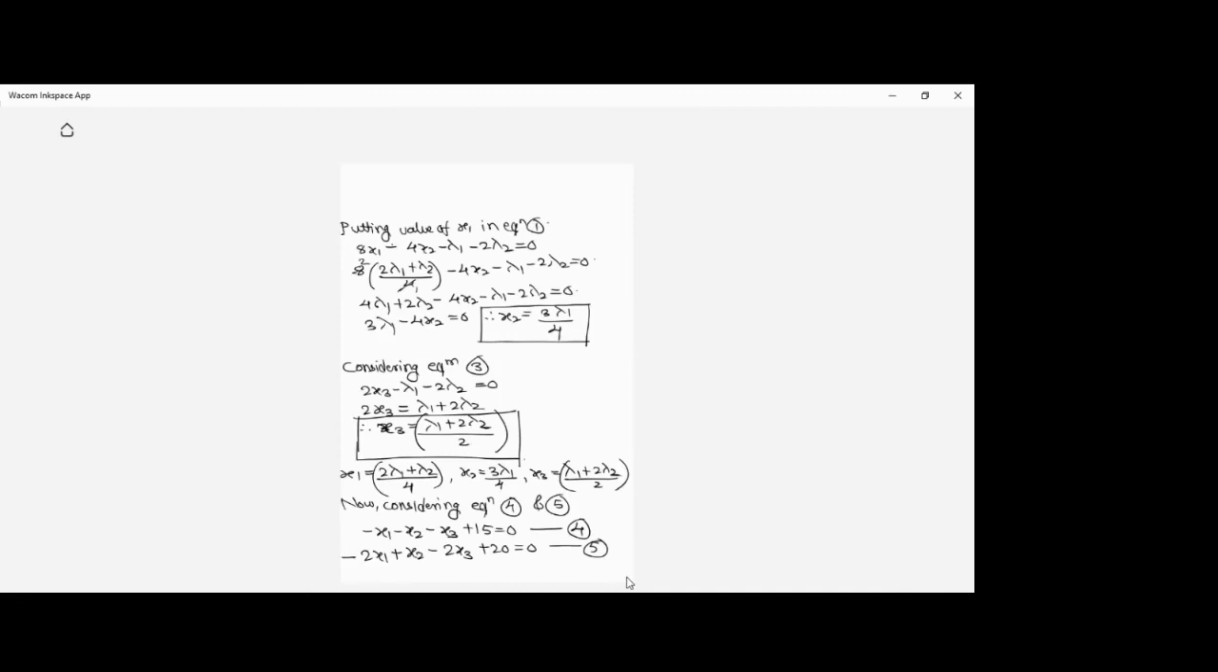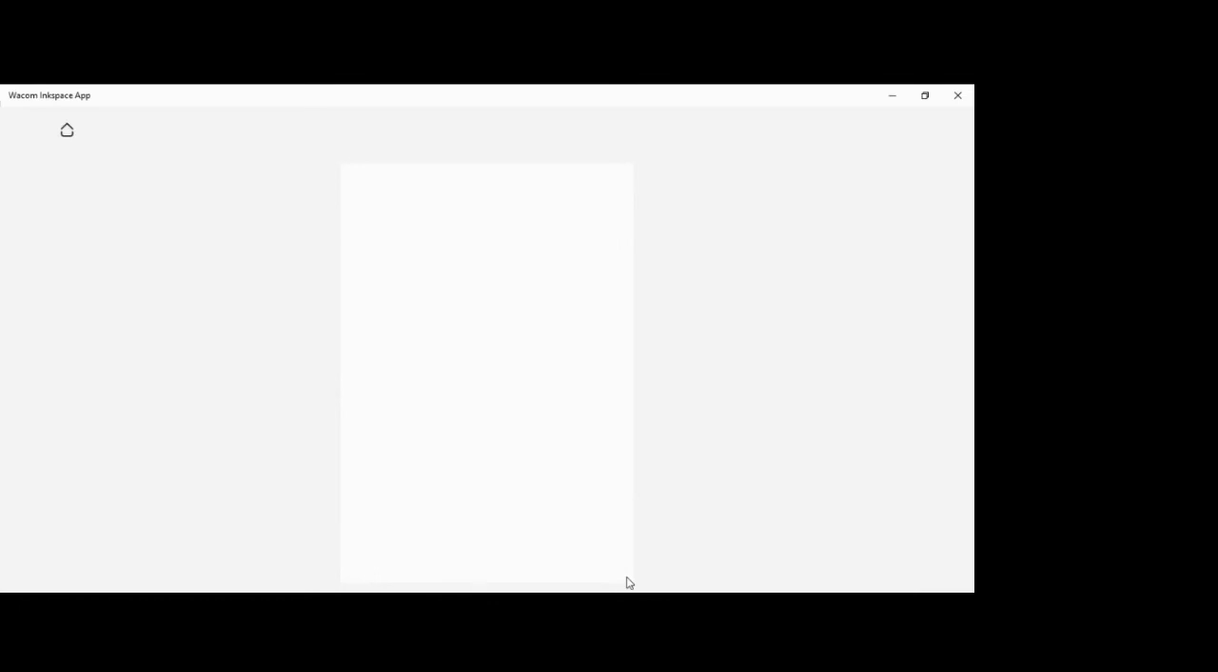Now here you can see, I know what are the values of x1, x2 and x3. So what I'll be doing, I'll be substituting the values of x1, x2, x3 both in equation 4 and 5, and I'll be getting two equations in terms of lambda 1 and lambda 2, right? So there are two equations and two unknowns, so I can solve this. So let me put this equation.